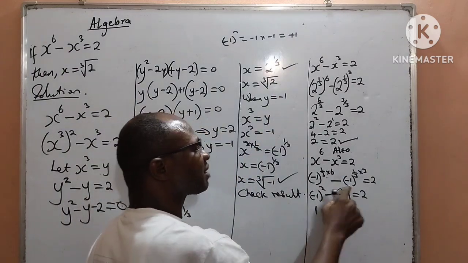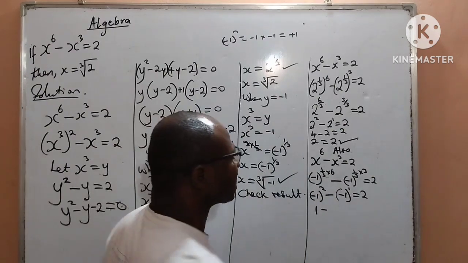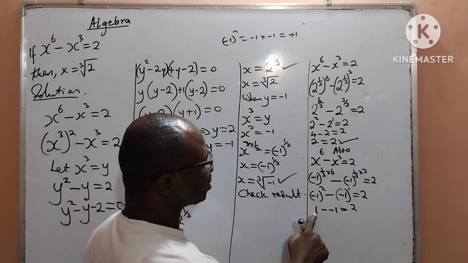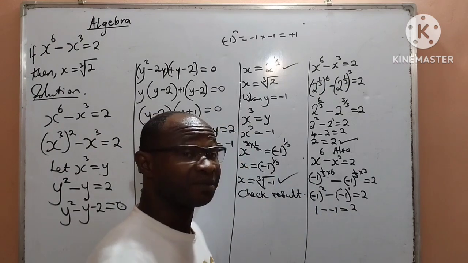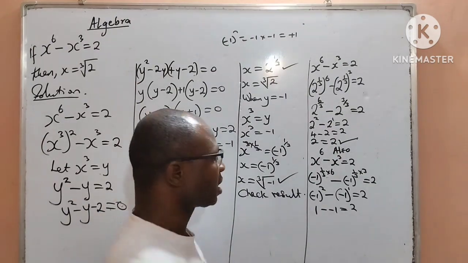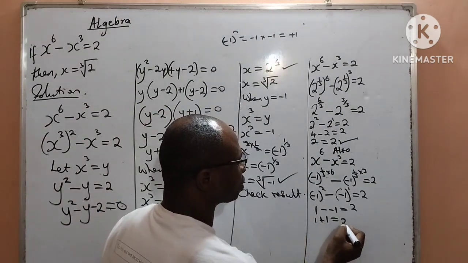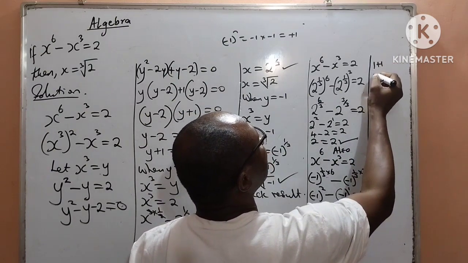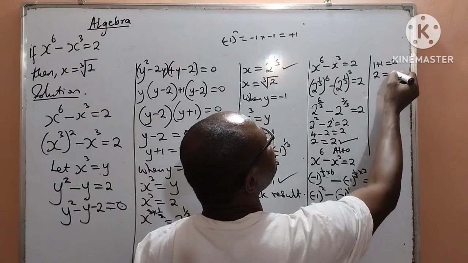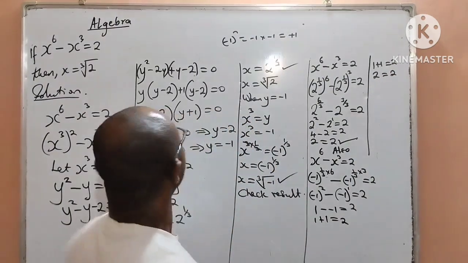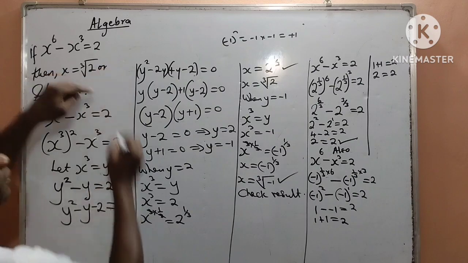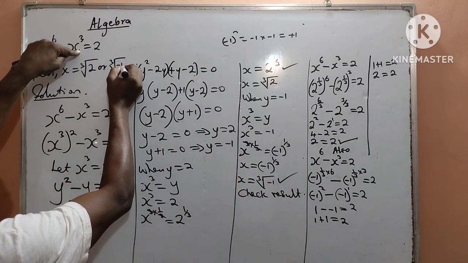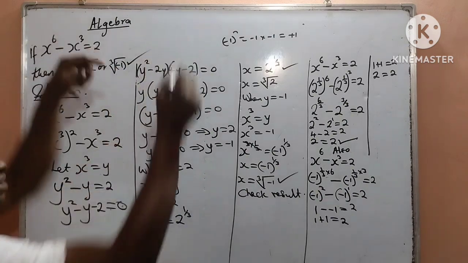Minus 1 raised to power 1, which is an odd power, will still give us a negative number, which is minus 1. And you can agree with me that minus 1 minus minus 1 means 1 plus 1. 1 plus 1 equal to 2. So we conclude that 1 plus 1 will give us 2. Okay? And 2 is equal to 2. Implying that the second answer for the value of x, which is the cube root of negative 1, is correct.